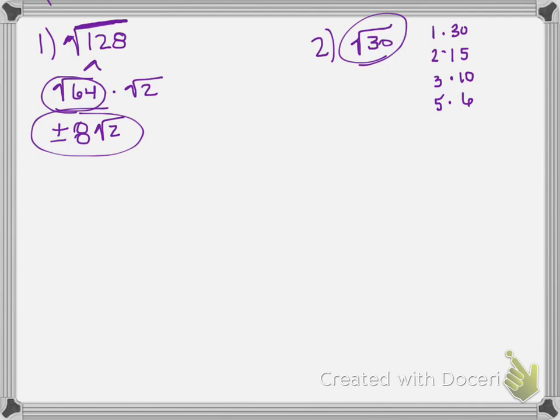The next one we're going to look at is the square root of 20. And so my factors of 20 are 1 and 20, 2 and 10, or 4 and 5. And I notice 4 is a perfect square, so that's how I want to split this up. I want to rewrite square root of 20 as square root of 4 times the square root of 5. Because I know that the square root of 4 is 2.